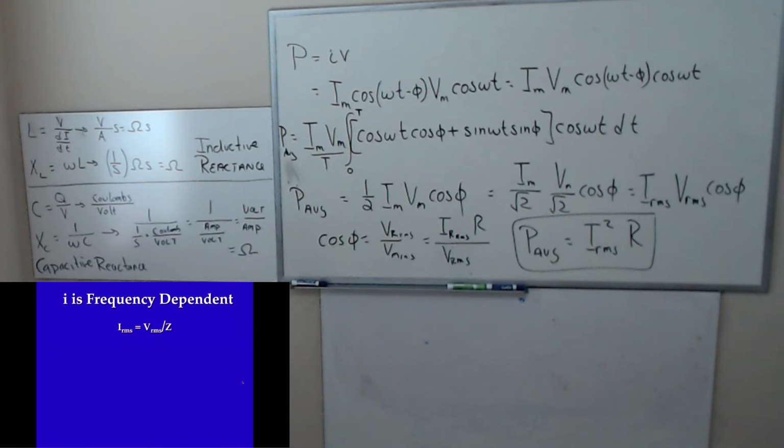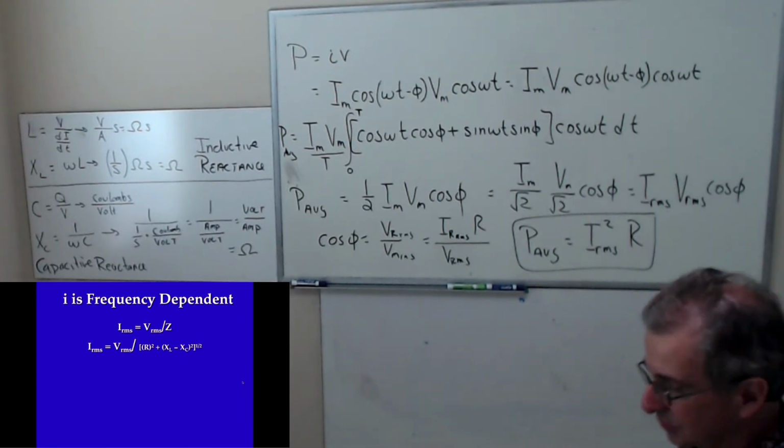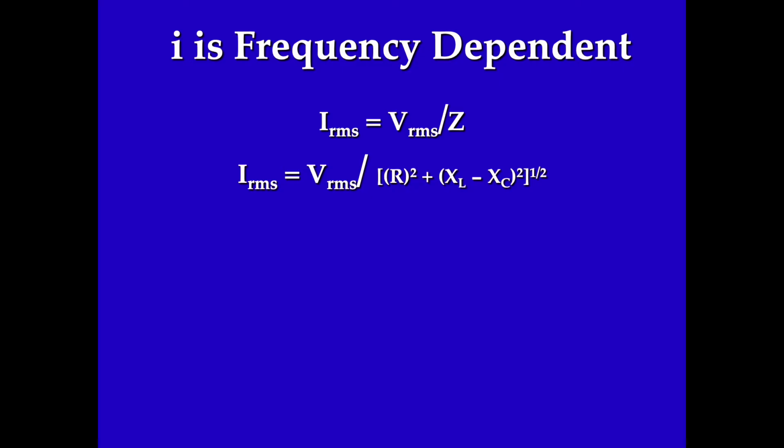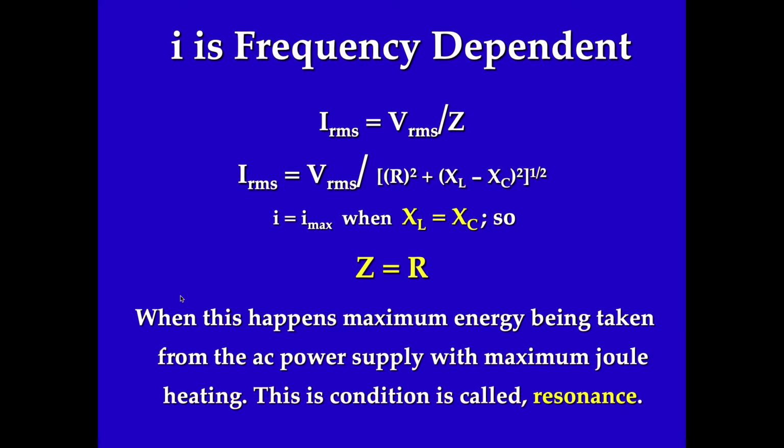Okay. So we see that I is frequency dependent, which we've said before. And again, we're looking at the current in the frequency domain. And the current is maximized when X sub L equals X sub C, and then we call that the resonance frequency. Okay, and that we've discussed.